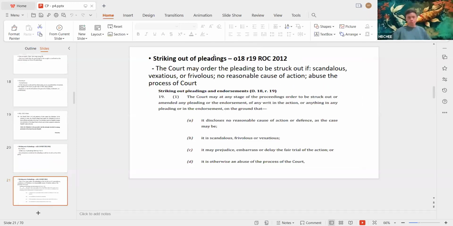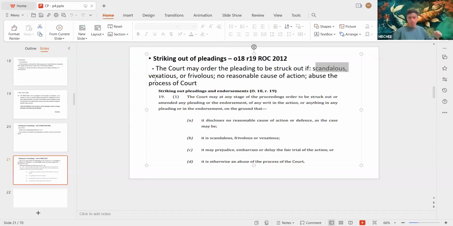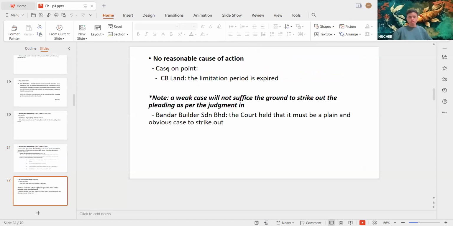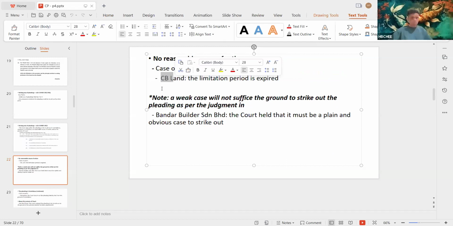So pursuant to Order 18 Rule 19, the court may order the pleading to be struck out if it is scandalous, vexatious, frivolous, or discloses no reasonable cause of action, or is an abuse of the process of court. And this is what Order 18 Rule 19 talks about. No reasonable cause of action. The case on point, CV Land.